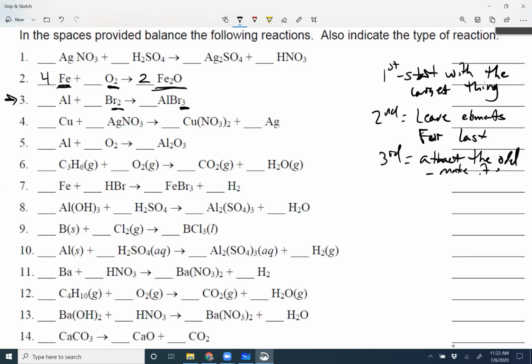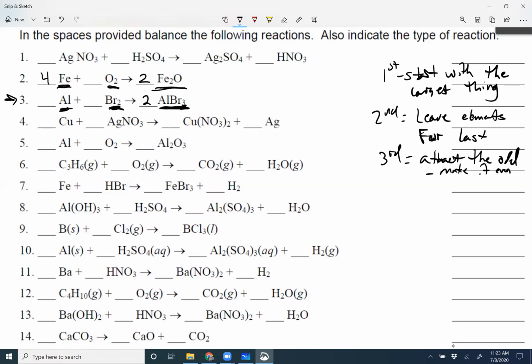And how do you make any odd number even? You multiply it by 2. So if we follow our rules, or sorry, our tips, we're going to start over here with this because it has the most junk in it. We're going to ignore aluminum for now because tip number 2 says we should leave elements alone till the end. And then tip number 3 says if you have an even on one side and an odd on another, you should attack the odd thing rather than the even. So how do we make an odd thing even? We simply double it. Now we have 2 aluminums and we have 6 bromines.